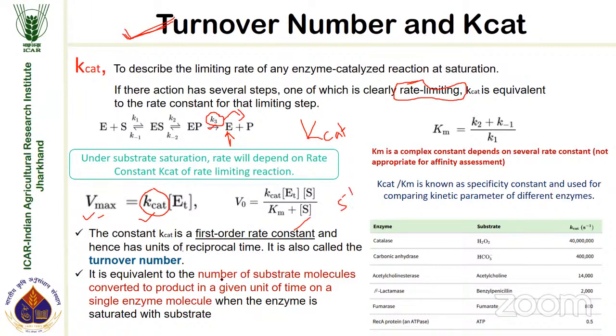So simply by definition, the number of substrate molecules converted to product in a given unit of time on a single enzyme molecule is called KCAT, or turnover number. If you consider many biologically known enzymes, catalase has the highest turnover number. Similarly, carbonic anhydrase.